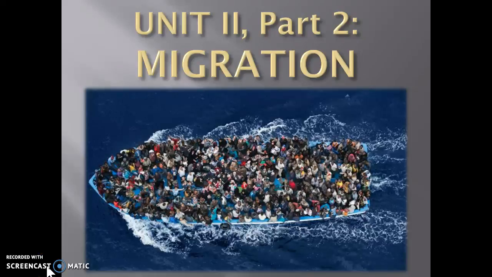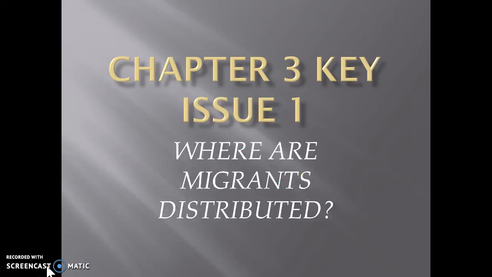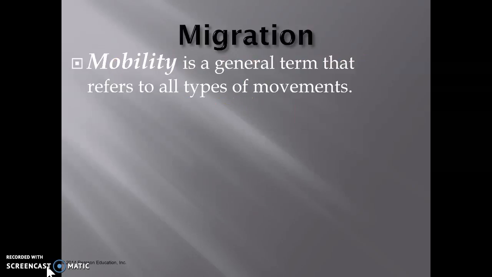All right, so this is the first part of Unit 2 on migration. We're going to be talking about where immigrants are distributed. This is Chapter 3, Key Issue 1.